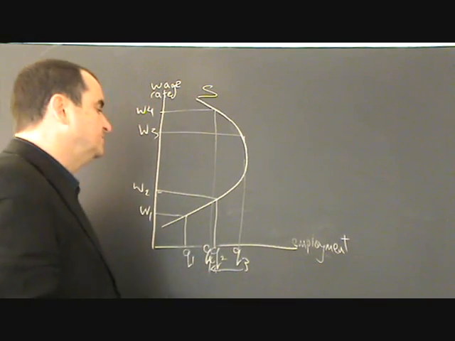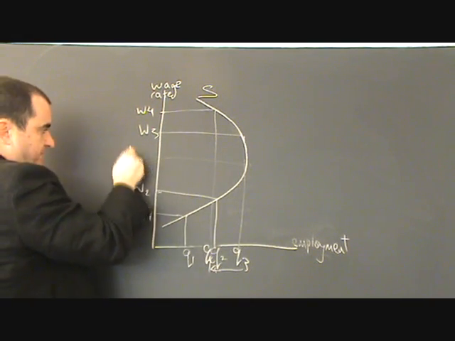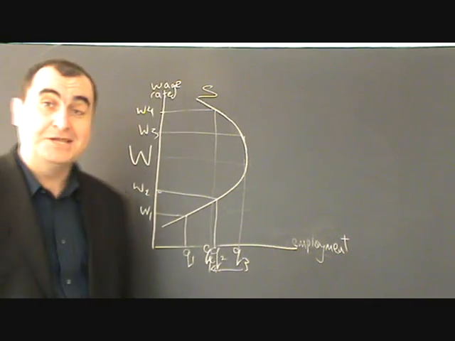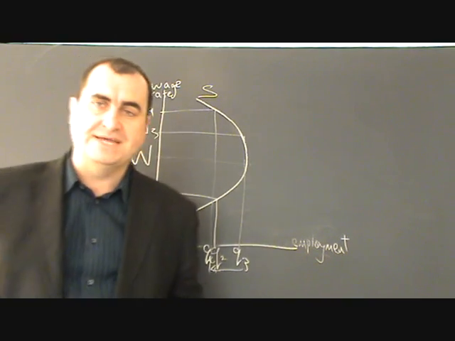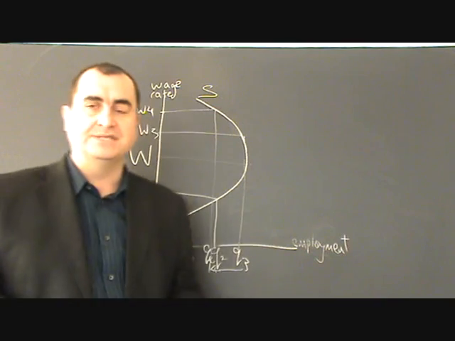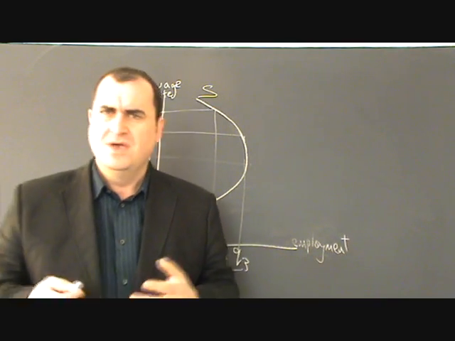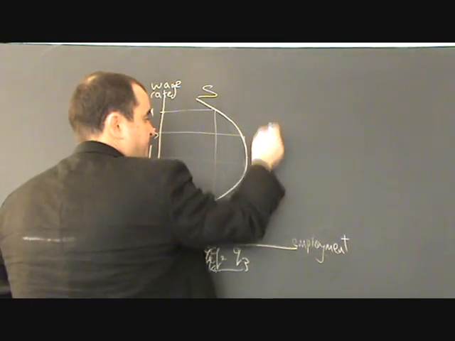Well, the reason is that at all wage rates up to this point, let's call this big W, at all wage rates up to this point, the substitution effect is outweighing the income effect. Above that, income effect dominates. It outweighs the substitution effect. What are these effects? Let's start with the substitution effect.